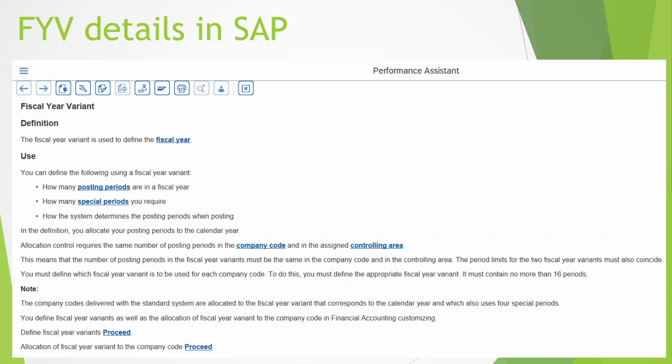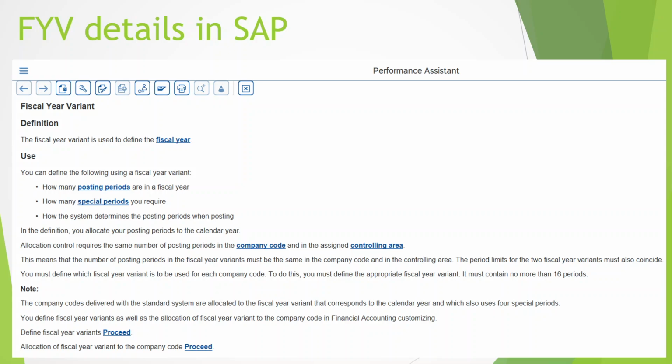The fiscal year variant is used to define the fiscal year. What is the use? How many posting periods are there in a fiscal year? How many special periods do you need? And how the system determines the posting period when posting. In the definition, you allocate your posting periods to the calendar year. Allocation control requires the same number of posting periods in the company code and in the assigned controlling area.